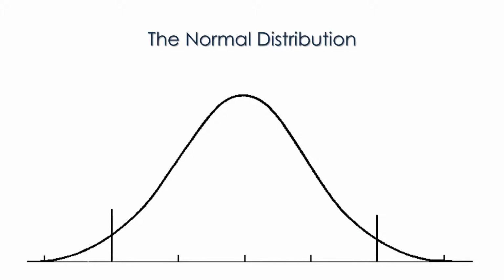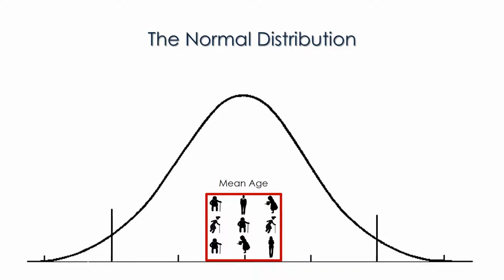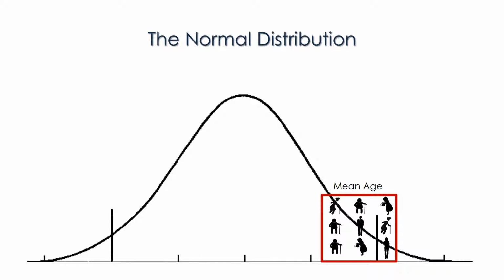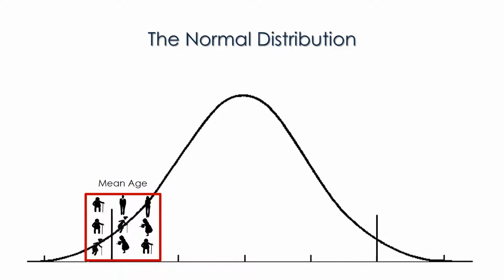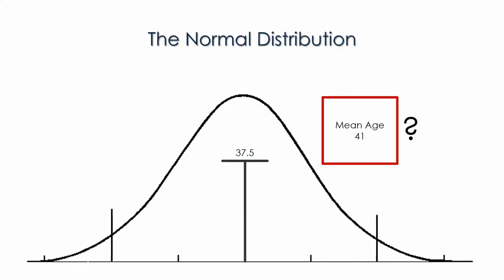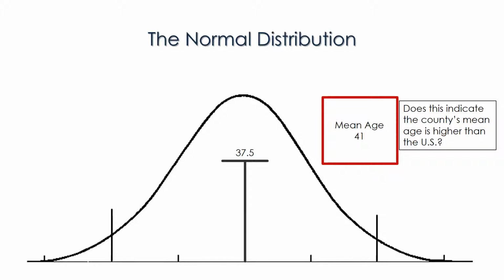Consider our sample mean age. It could be the same as the population mean age, right in the middle, or we could have a sample with a mean age much higher than the population, or much lower. In our previous example, we had a sample mean age of 41, and the question was, does this indicate the county's mean age is higher than the U.S.? We need a little more information before we can answer that.